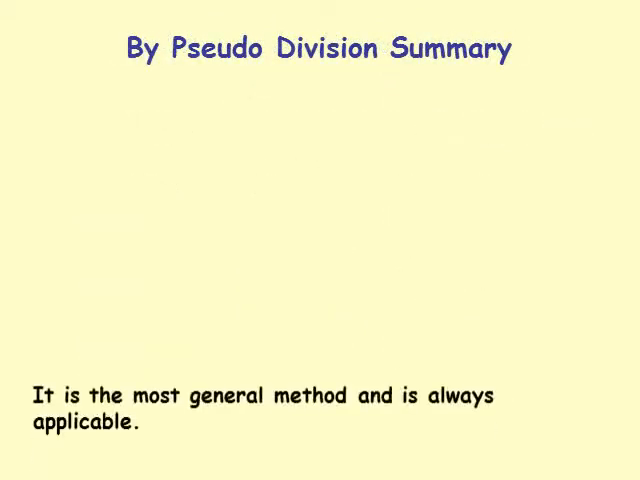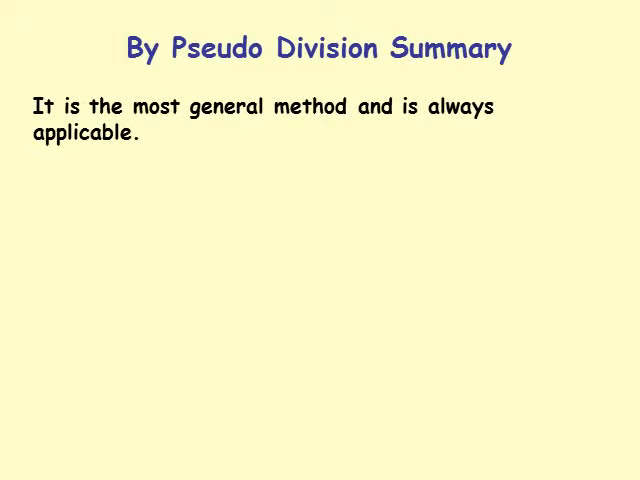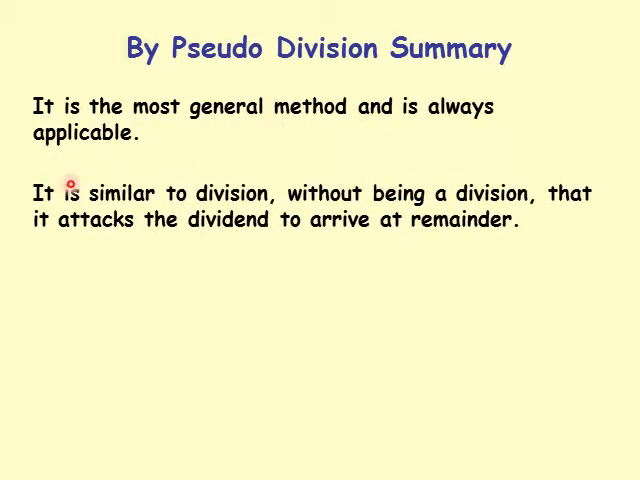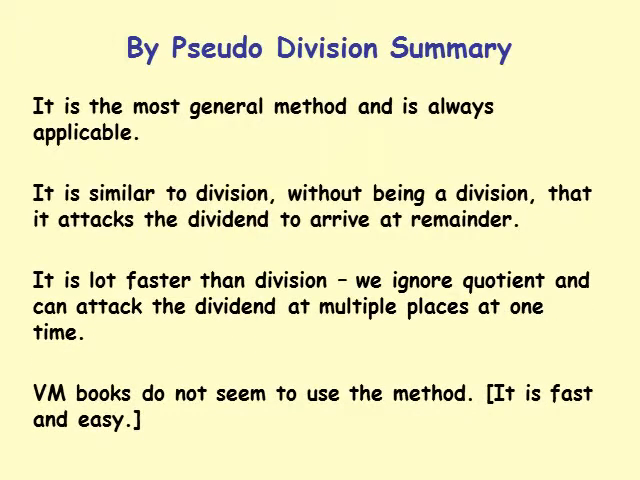Let's do a summary here. This method is the most general method and is always applicable. It's similar to division without being a division, in that it attacks the dividend to arrive at a remainder. The last number we get is a remainder, either a remainder or something we call an altered remainder. It's not faster than division. We ignore the quotient and can attack the dividend at multiple places at the same time.